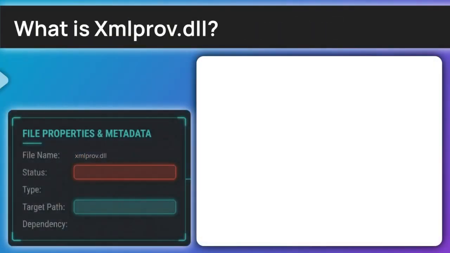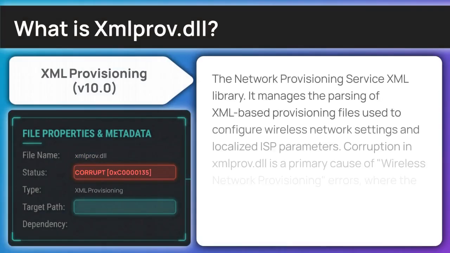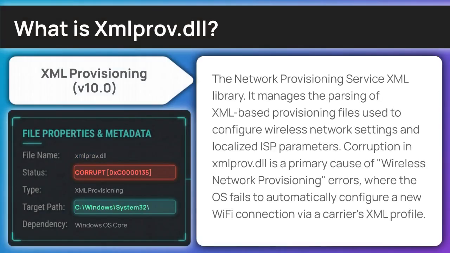This is the XML Provisioning Library, the Network Provisioning Service XML library. It manages the parsing of XML-based provisioning files used to configure wireless network settings and localized ISP parameters. Corruption in Xmlprov.dll is a primary cause of wireless network provisioning errors, where the OS fails to automatically configure a new Wi-Fi connection via a carrier's XML profile.